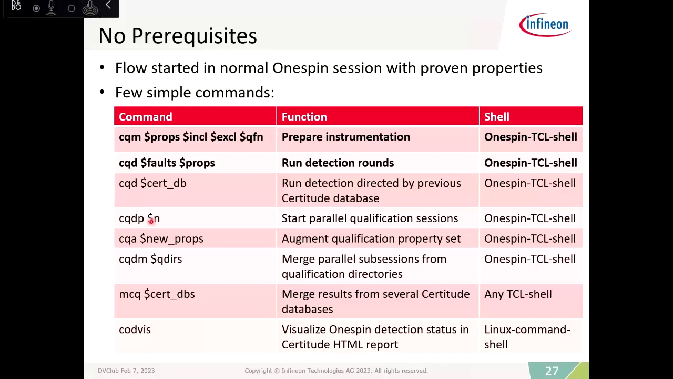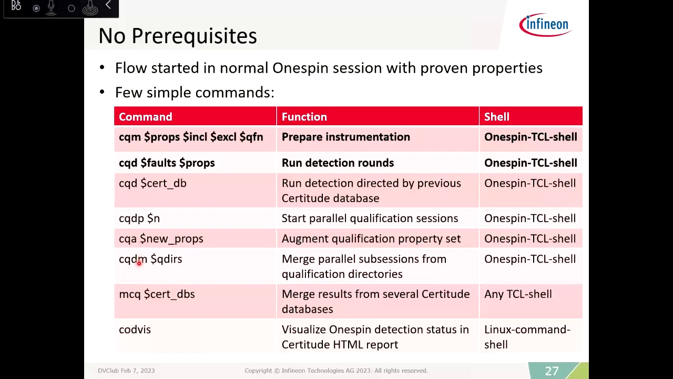If new properties have been proven in the meantime on the regular design, they can also be added to the qualification property set using the CQA command. This is the typical situation when you find that some regions of the code have not yet been detected by the current property set, and add new properties to also cover these code regions.